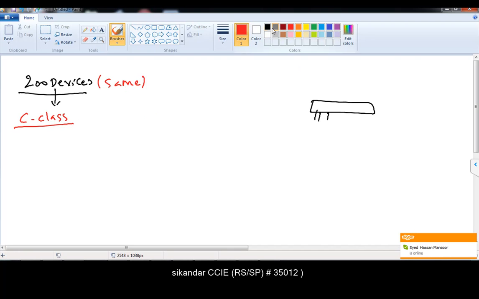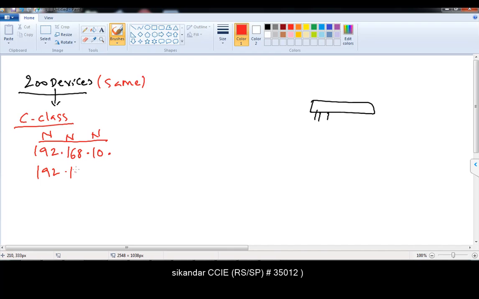Same network means, let's say I'm using the 192.168.10.x network, and we know that C class contains three network portions, and in order to be in the same network, the network portion has to be the same, mandatory. Which means I have to make sure that this 192.168.10 remains the same till the end. I should not change it. If we change any of these three numbers, it becomes a different network, which I really don't want, because as per my requirement, I want them to be in the same network.